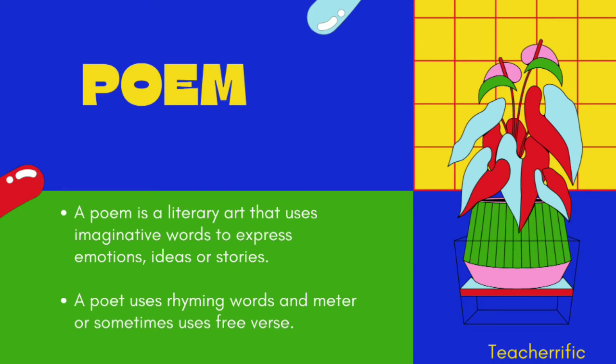Figurative language is usually seen in poems. So, let us first define a poem. A poem is a literary art that uses imaginative words to express emotions, ideas, or stories. A poet uses rhyming words and meter, or sometimes uses free verse.